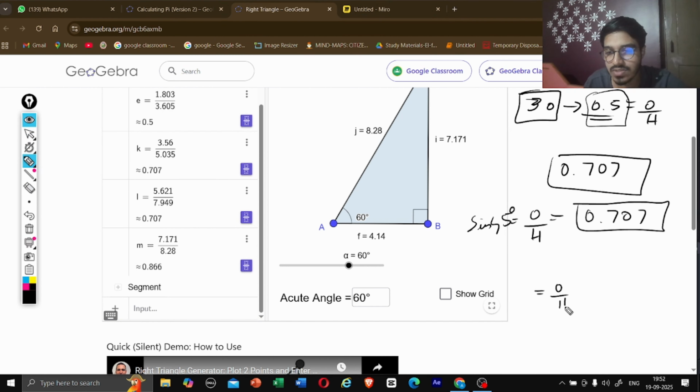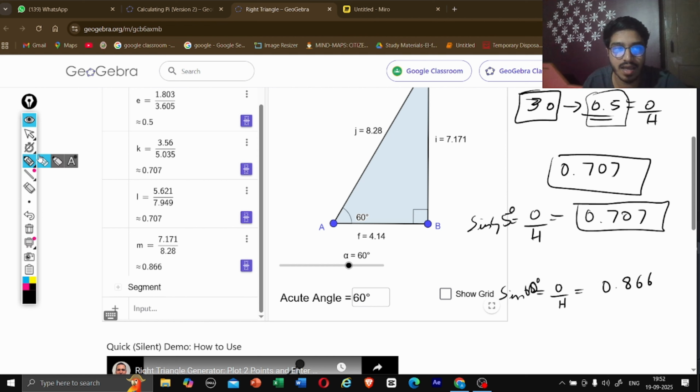I did opposite by hypotenuse here also, but the angle is, sorry, 60 degrees. I got the value as 0.866. For 30, I got 0.5. For 45, I got 0.707. For 60 degrees, I am getting 0.866.